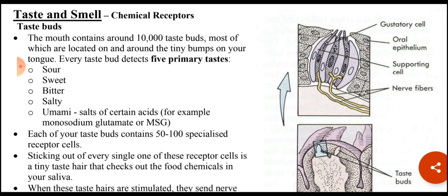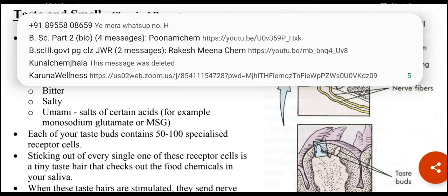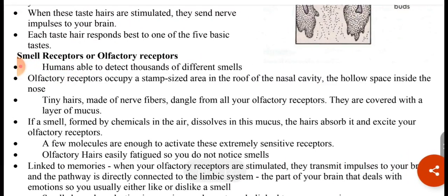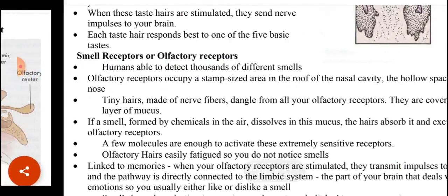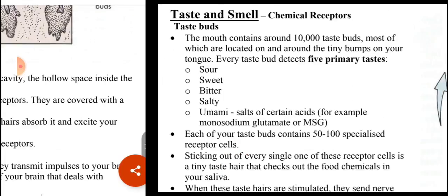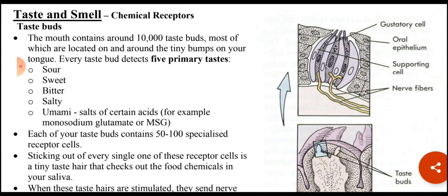Sticking out of every single one of these receptor cells is a tiny taste hair that checks out the food chemicals in the saliva. When these taste hairs are stimulated, they send impulses to the nerve cells.